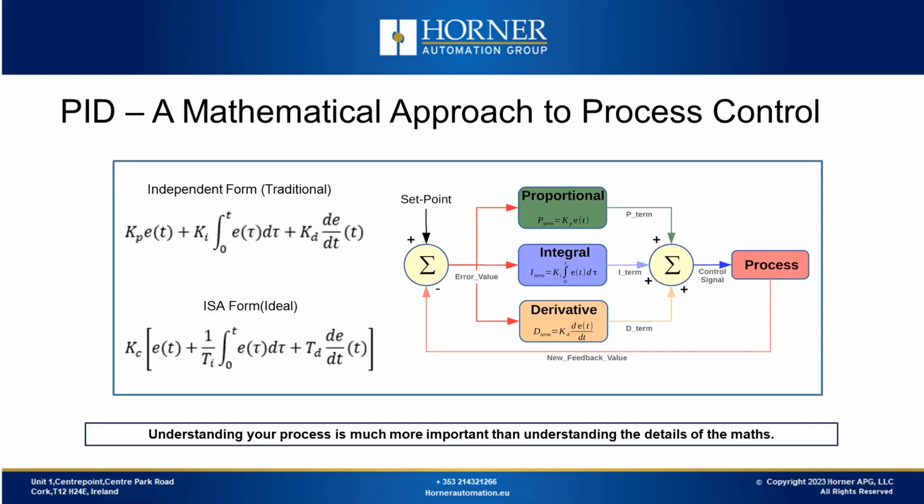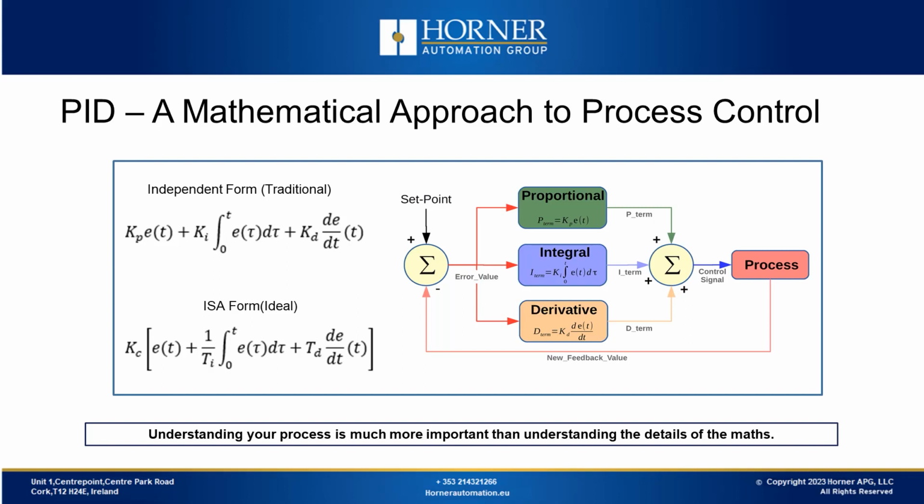PID is a mathematical method for process control with a history spanning over 100 years. This method involves three key parts: a proportional component, an integral component, and a derivative component. We'll look at these in more detail shortly. In practice, PID is the most widely used algorithm for managing various processes, such as temperature regulation or pressure control. Don't get overwhelmed by the mathematical equations or symbols on this slide.